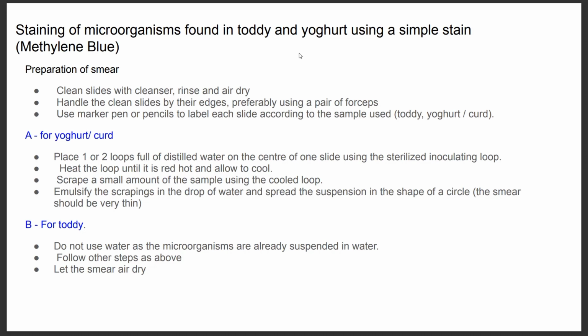You can label it. Then for the yogurt sample, place 1 or 2 loopfuls of distilled water on the center of one slide using the sterilized inoculating loop. Now you have the clean glass slide, and using a sterilized inoculating loop, keep 1 or 2 loopfuls of distilled water at the center of the glass slide.